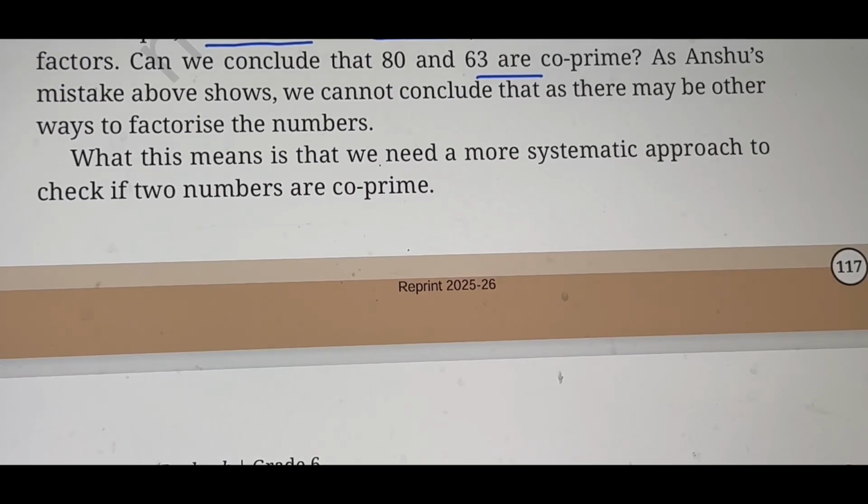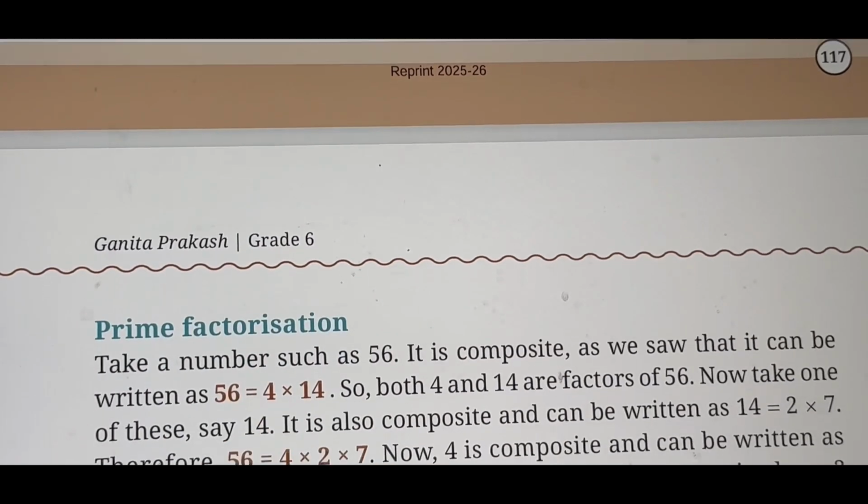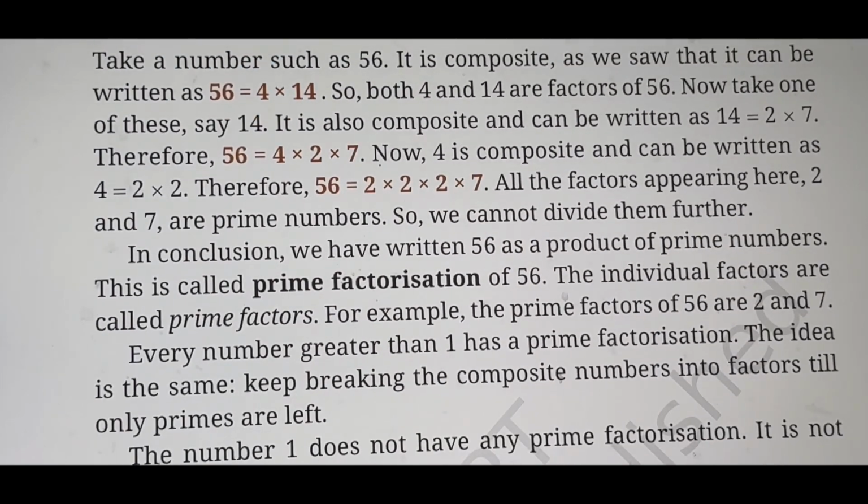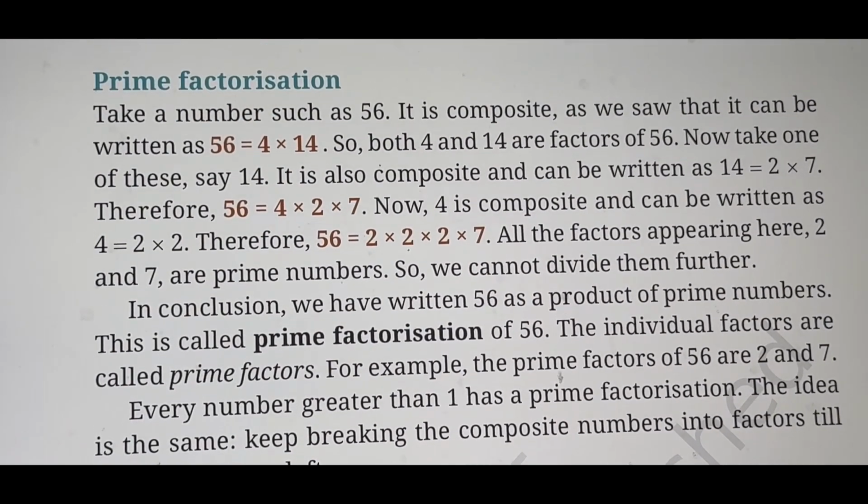So what this means is that we need to be more systematic. We need to find a better approach of getting all the prime factors of a particular number to decide whether they are co-primes or not. So for that, we need to know this method of prime factorization. So let us understand that.